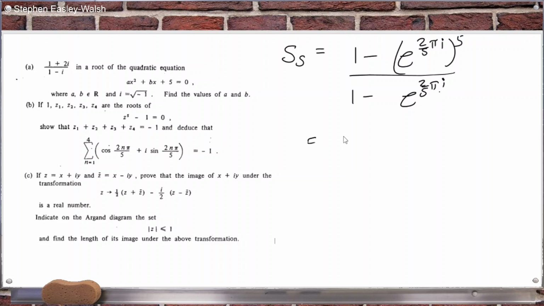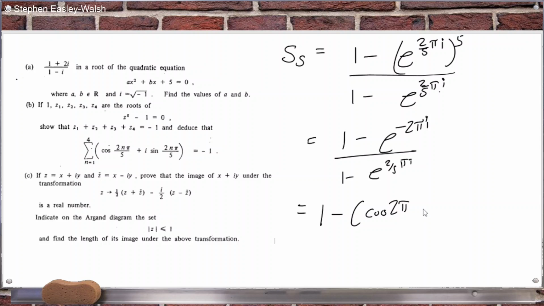Okay, so that's equal to (1 minus e^(minus 2 pi i)) over (1 minus e^(2/5 pi i)), which is equal to 1 minus bracket cos, but cos is even, so we don't care about the minus, plus i sine, and sine is odd, so the minus comes out, all over 1 minus e^(2/5 pi i).